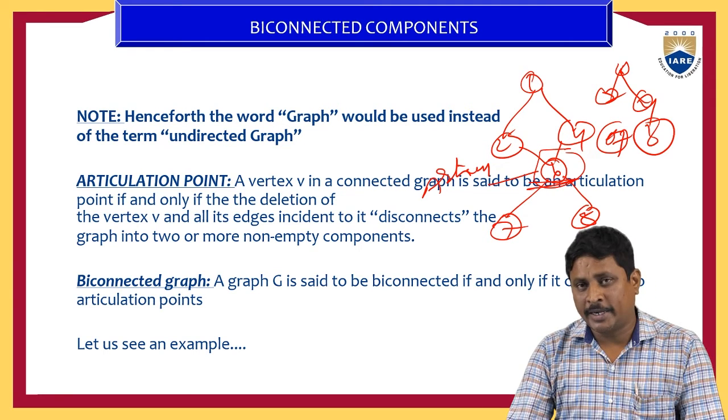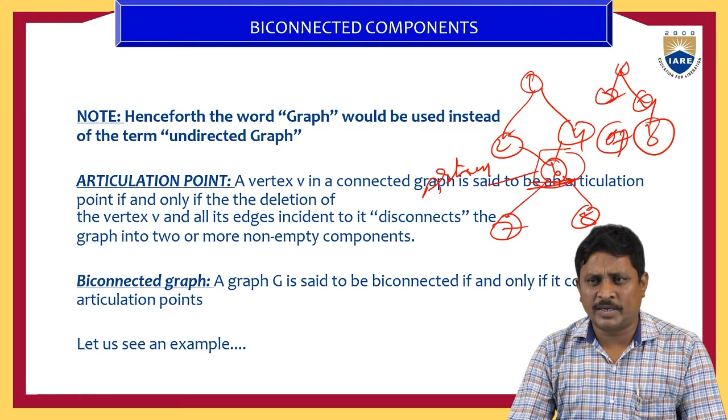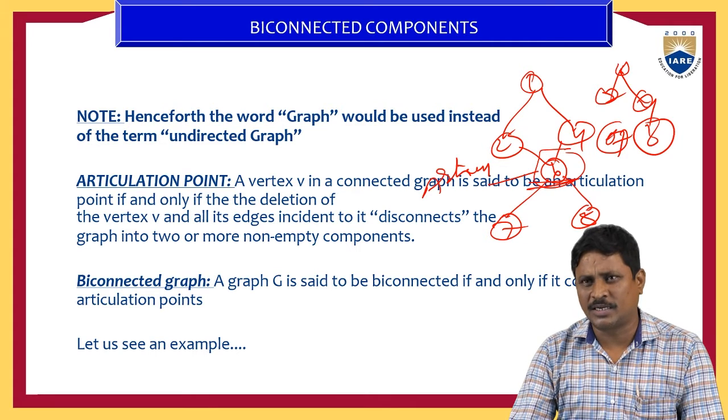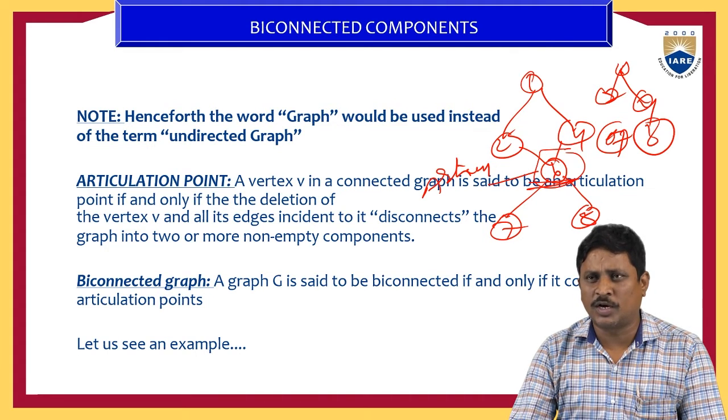Now come to the bi-connected graph. Even if we remove any one vertex in the graph, that graph remains connected. That is called a bi-connected graph. Once again, repeating this: we remove any one vertex in the graph, and the graph is not divided into two or more subgraphs. Then those components are called bi-connected components in that graph.